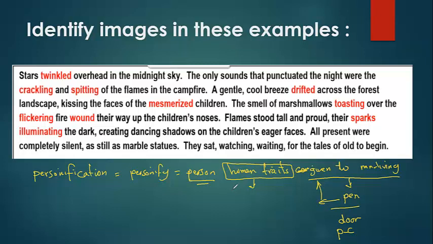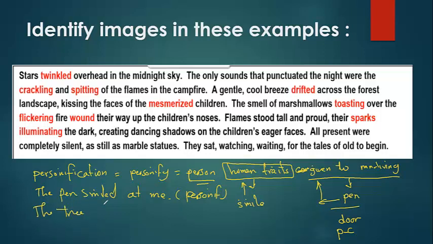Like what? Like if I said smile. Smile is one of the human traits. So if you said the pen smiled at me the whole night, this is what? Personification. Like the tree was dancing in the wind. Yes, good job. Good example. The tree is dancing. Dancing is one of the human features, and the tree is a non-living thing that does an action which is not of its features.